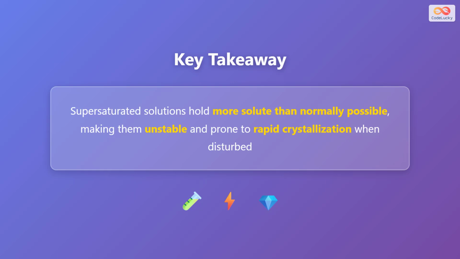Let's recap what we've learned. Supersaturated solutions hold more solute than normally possible at a given temperature, making them unstable and prone to rapid crystallization when disturbed. They're created through careful heating and cooling and can be triggered to crystallize by various disturbances. Understanding supersaturated solutions helps us appreciate the delicate balance in chemical systems and explains many phenomena we observe in nature and everyday applications.